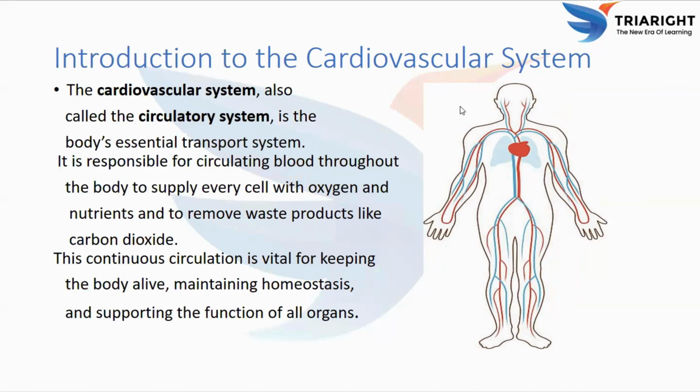The cardiovascular system is also known as the circulatory system. It is the body's essential transport system. It works non-stop to move the blood throughout the entire body. So what does the system do? It carries oxygen and nutrients. It means the blood delivers oxygen and nutrients to every cell in the body. Without this supply, the cells cannot survive or function properly.